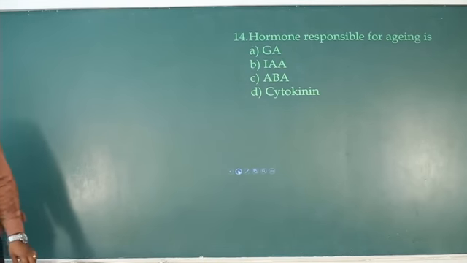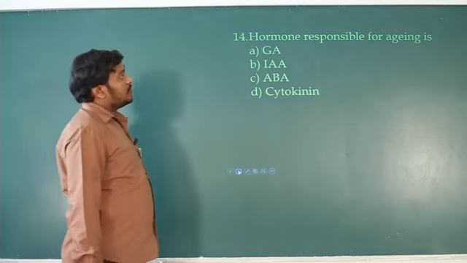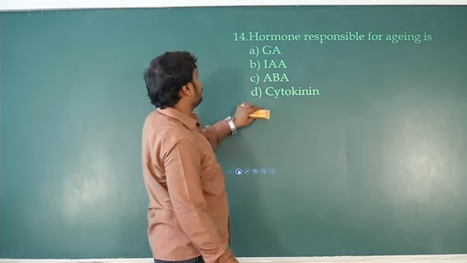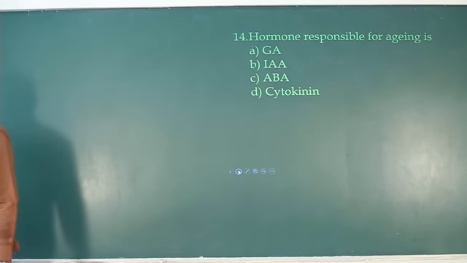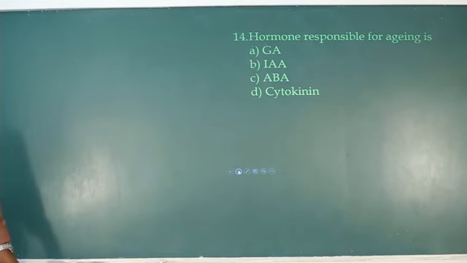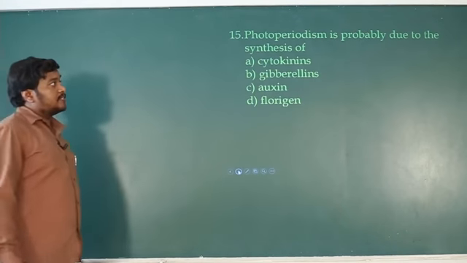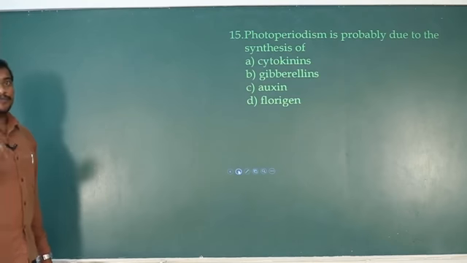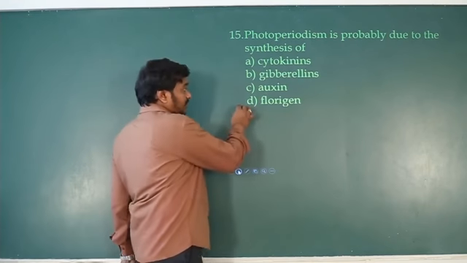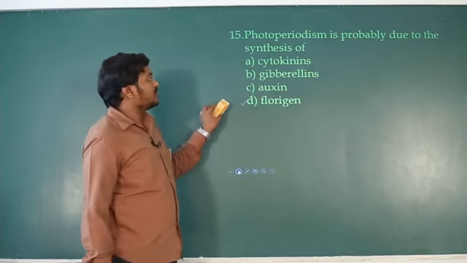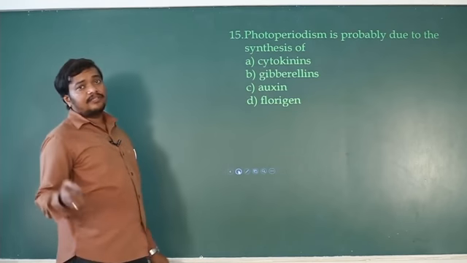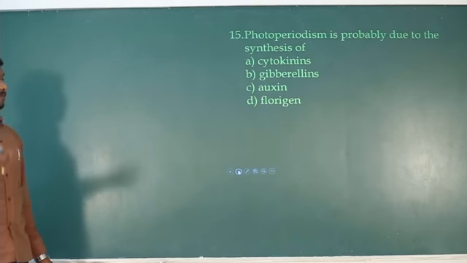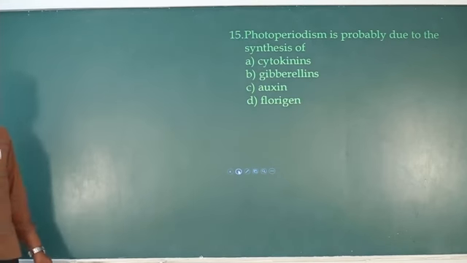So next question, question number 14. The hormone responsible for aging or senescence, obviously no direct question, it is ABA only. So next question. Photoperiodism means flower induction when exposed to light. The hypothetical hormone is called florigen. Florigen is responsible for flowering, and it is synthesized in the leaf and migrates to the shoot tip, where it converts the shoot tip into flower primordia. Later the flower is going to be produced there.